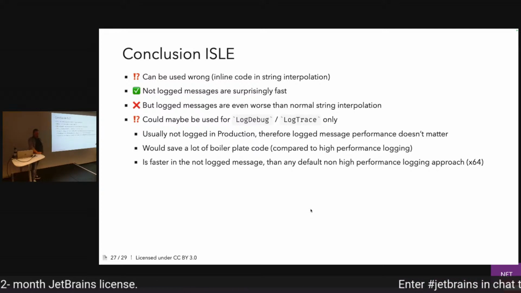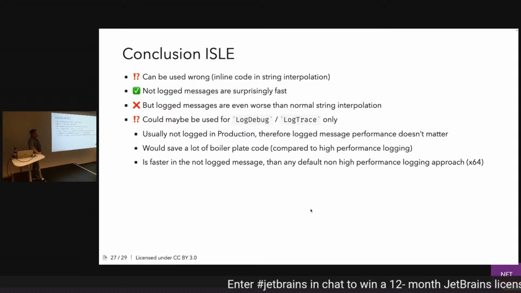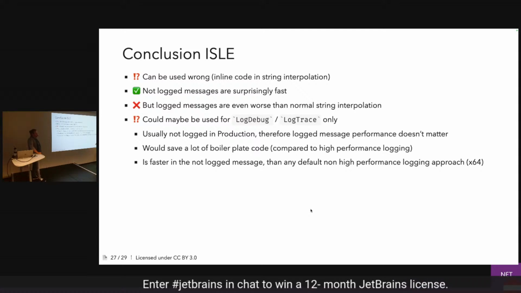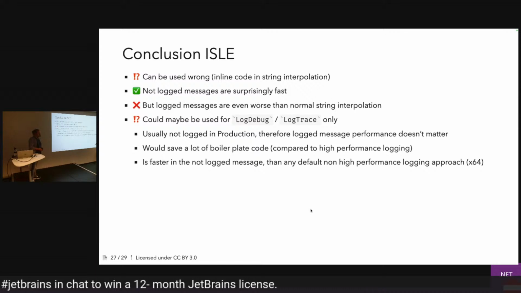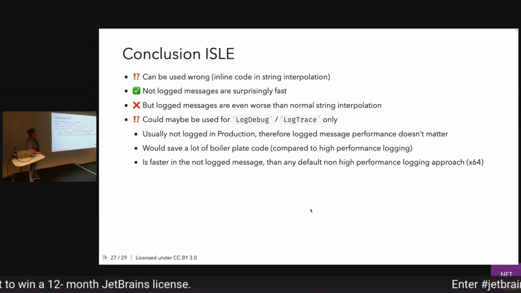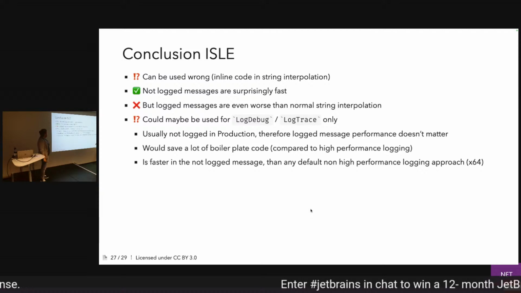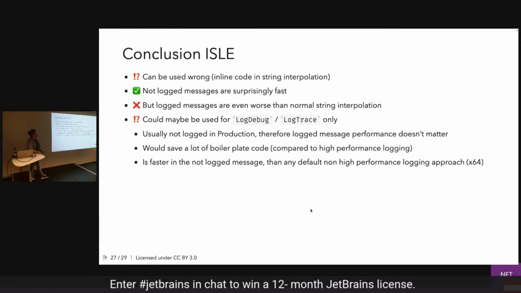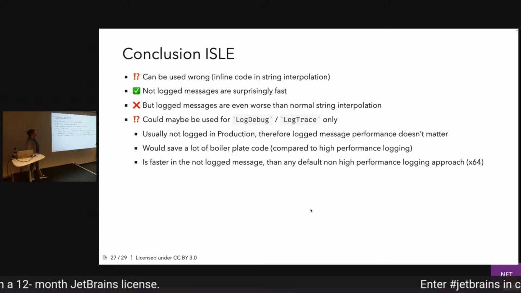You need to be careful. It can be used wrong, because with string interpolation, you can do a lot more than just putting in variables. You could, for example, do calculations, 1 plus 1. Doesn't have a variable name, so the caller argument expression we were using wouldn't work. We also saw that not logged messages are surprisingly fast, and we also saw that we shouldn't be using it for any log messages we want to actually log in our production system.